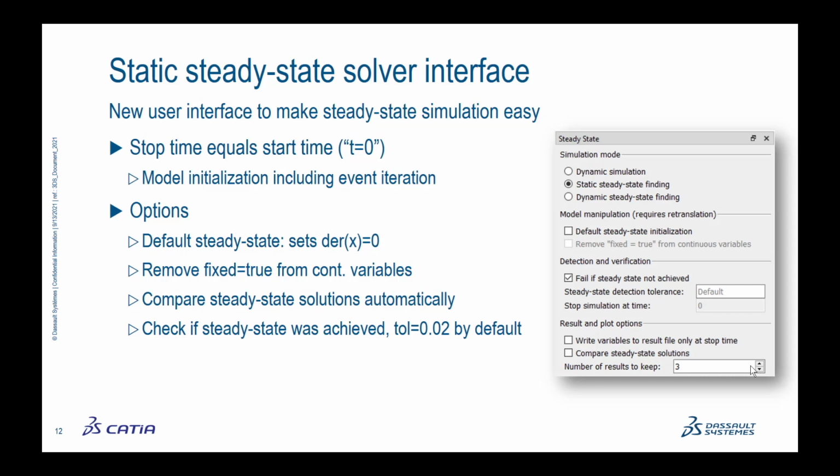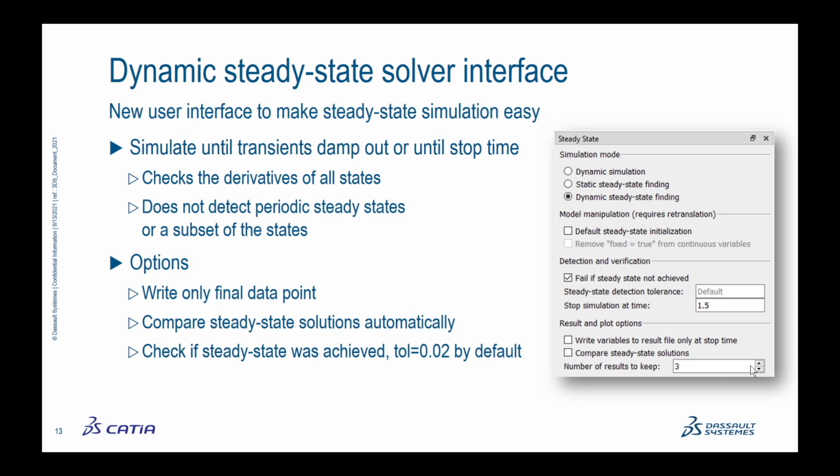So it comes in two flavors. The first, static steady state finding, where you simulate it to time zero. And it does all the initialization and event iterations and solves equation systems and so on. There are a couple of options. You can set the default steady state, that is to set der(x) to 0. You can remove any fixed=true attributes from continuous variables. It's possible to compare the steady state solutions of different parameters. And you can add a check that steady state was really achieved at the end.